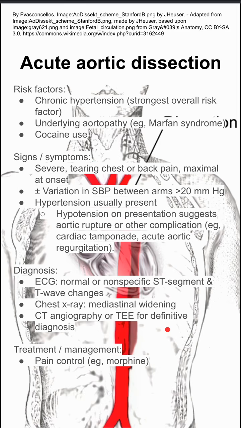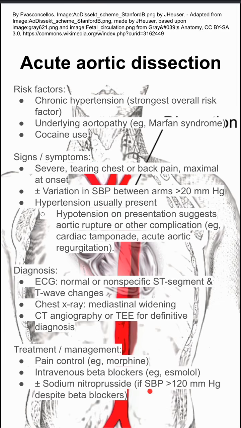Treatment and management: you want to control their pain first of all. You could use morphine. You can give intravenous beta blockers like esmolol. Sodium nitroprusside can help if the systolic blood pressure is very high, above 120, despite the beta blockers being used. And you need emergency surgical repair for ascending dissection.